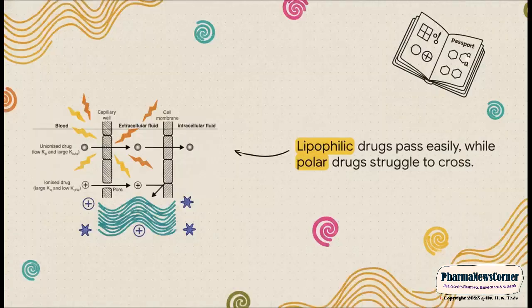Let's break these down. So this first rule, permeability, is all about the drug's passport. Think about it. Our cell membranes are basically made of fat, or lipids. So drugs that are also fat-loving, we call them lipophilic, and have no electrical charge, they can just slide right through. But drugs that are polar or have a charge get bounced right off that fatty barrier. It all comes down to their chemical properties, like pKa and the pH of their environment.